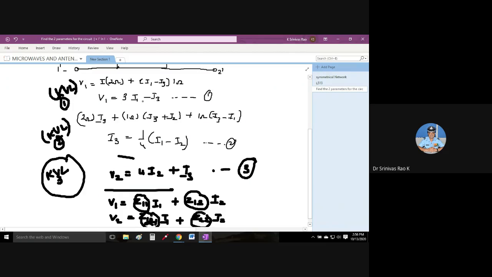You have to put the value of I3 in equation 3 and the I3 value in equation 1. If you put that, you will get V1 and V2 in terms of I1 and I2. Basically, you have to convert I3 into I2 because we don't have I3 here. That is the main thing. Understood, everyone?